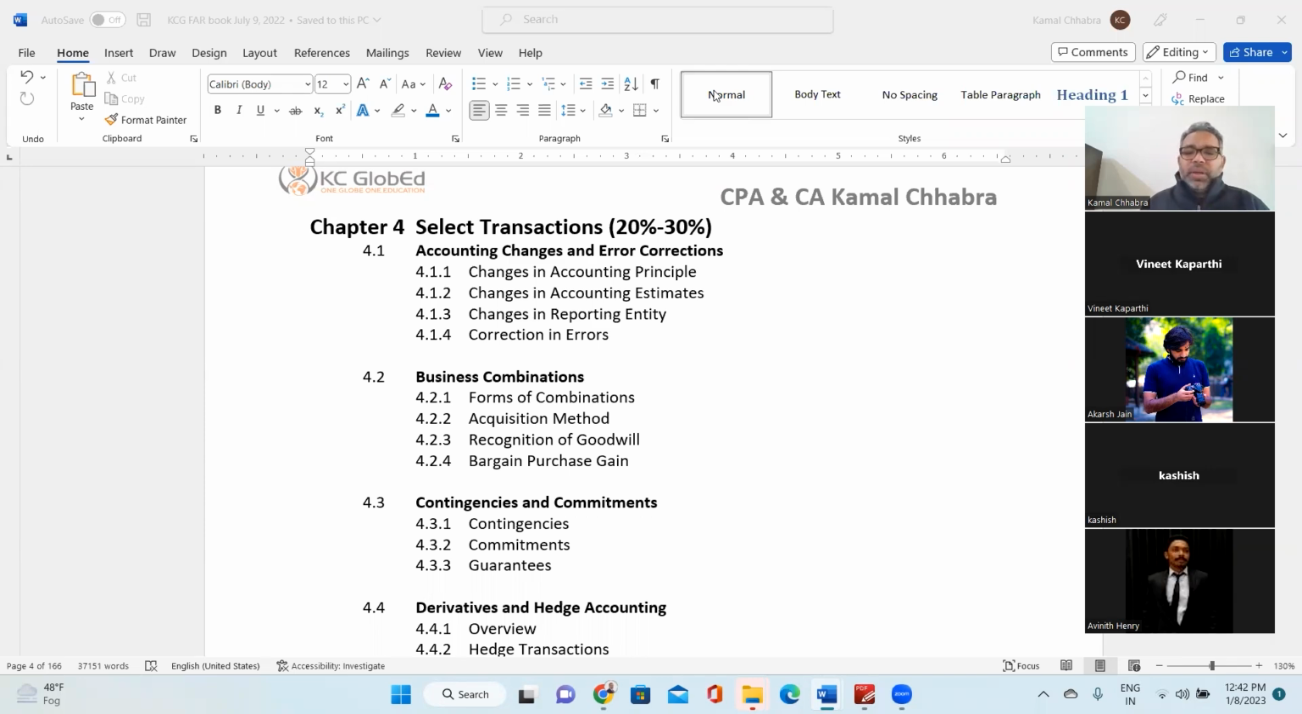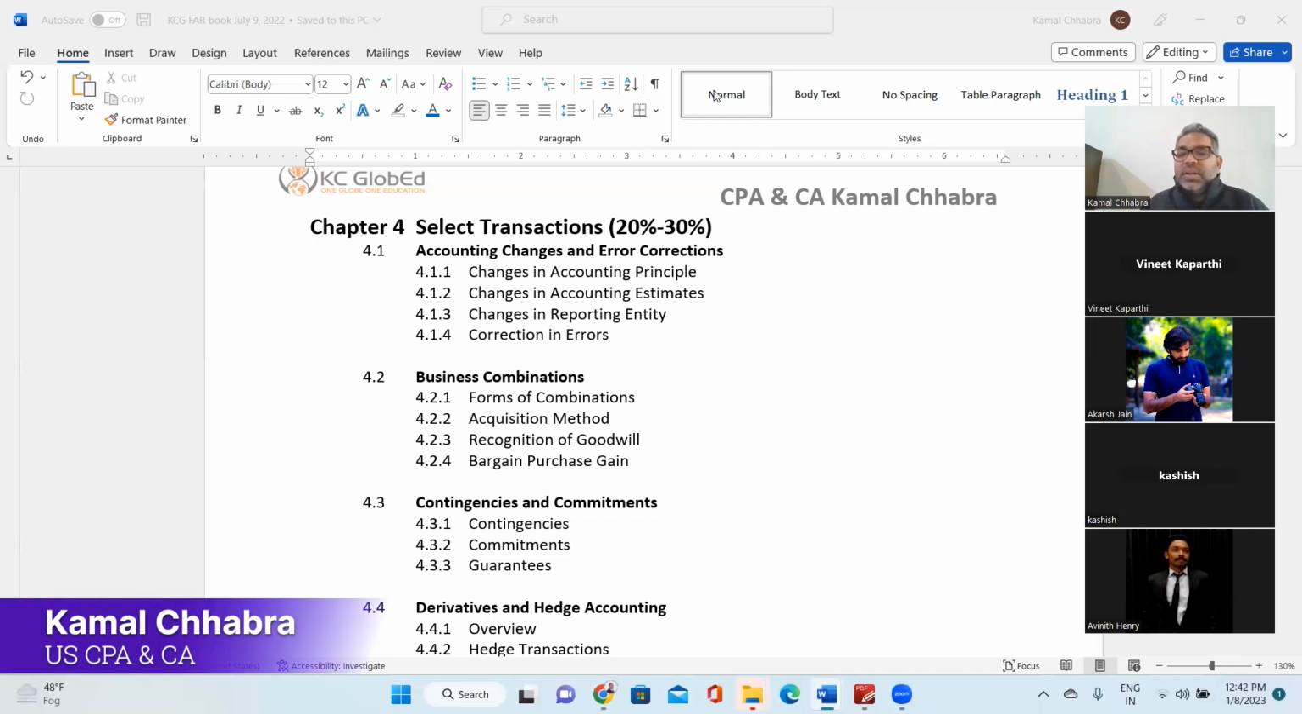Then change in reporting entity. For example, earlier your company was XYZ Limited, and that has been acquired by ABC Limited. So now the reporting entity name has been changed to ABC. How do you need to treat that change in name, or change in the reporting entity entirely?